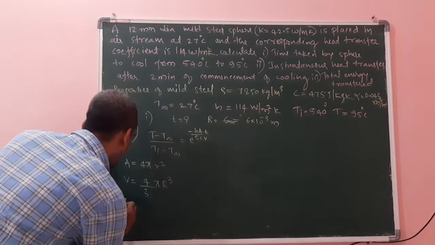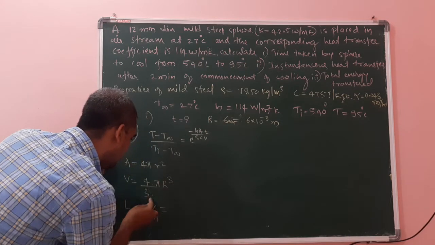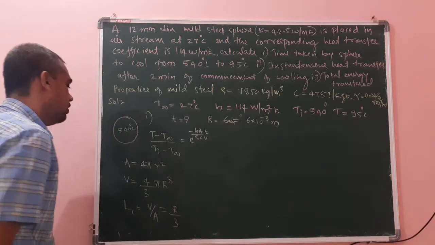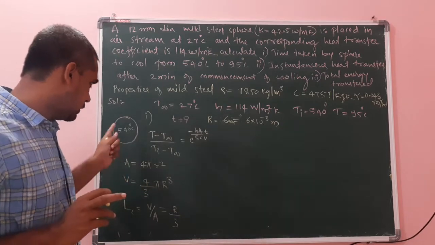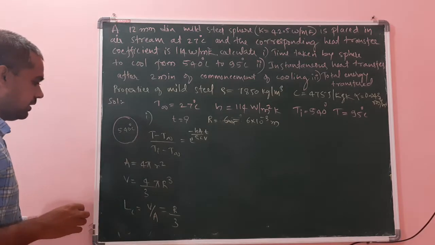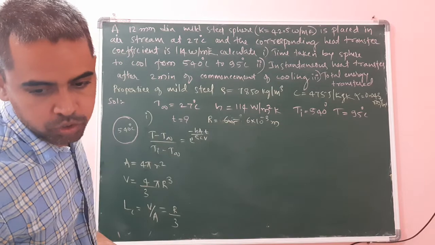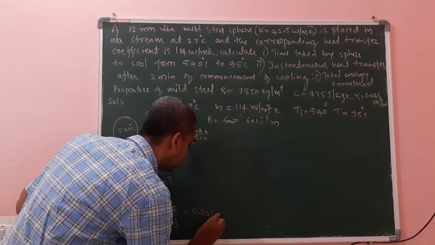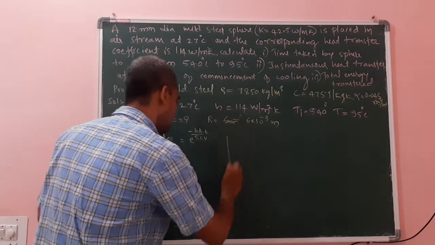This V by A, Lc, we will call it V by A. If you divide V and A, you will get r by 3. Therefore, for a sphere we can calculate the characteristic length Lc as r by 3. You will get r by 3 is equal to 0.002 meter.